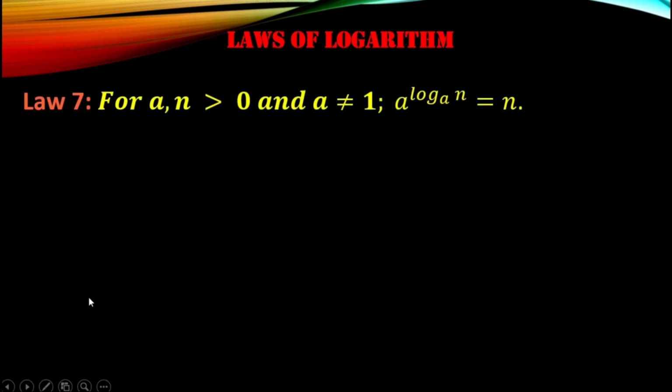Law number 7 states that for two variables a and n greater than 1 and a not equal to 1, a to the power log of n to the base of a equals n. We need to understand this, that a to the power log of n to the base of a equals n. First, let us prove this law.